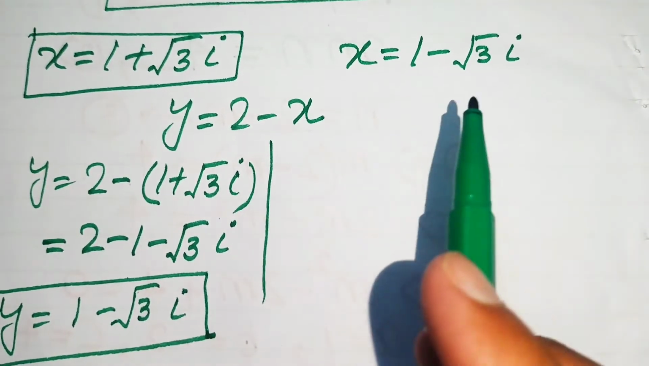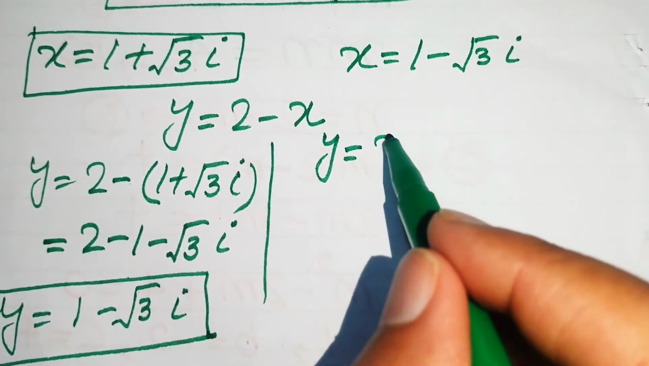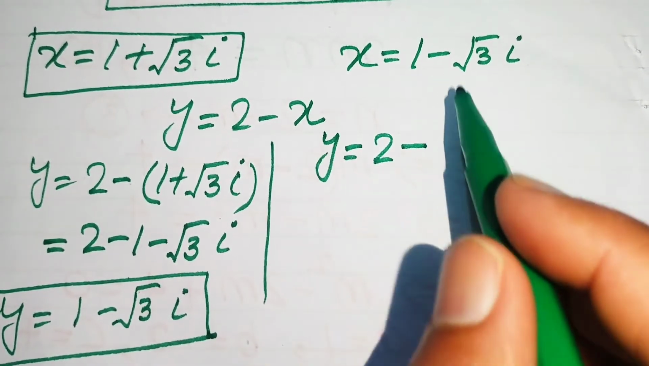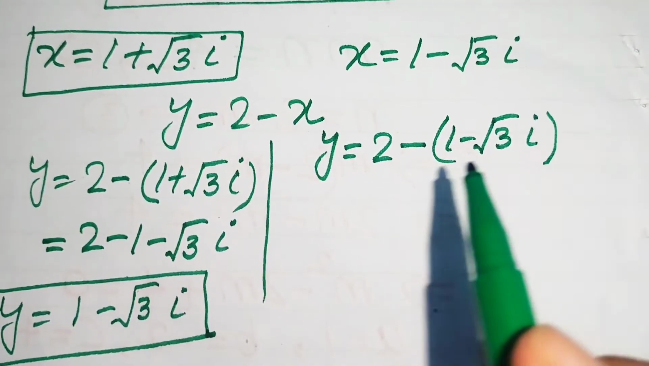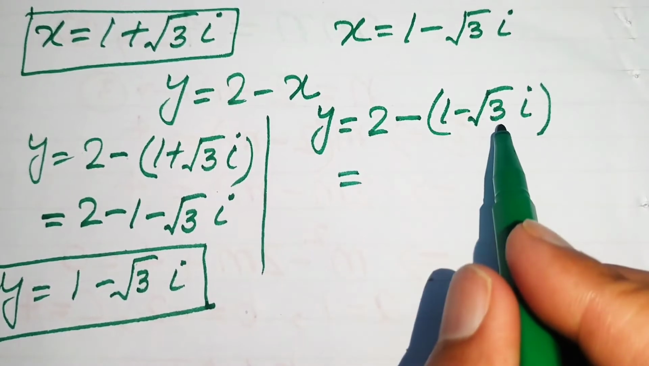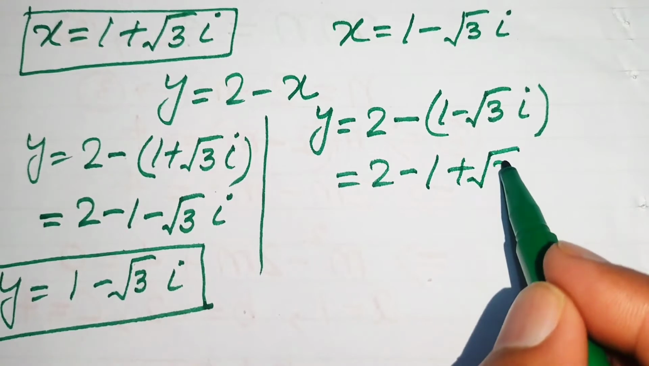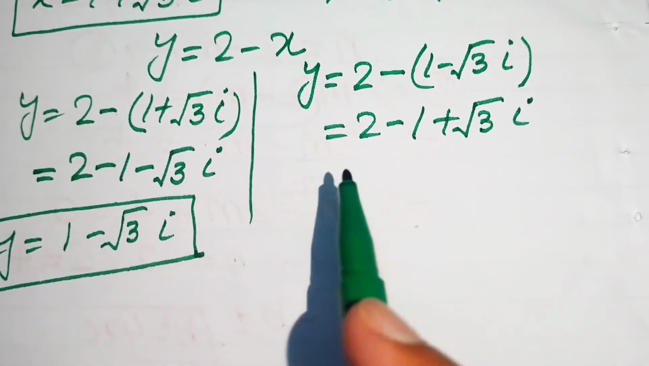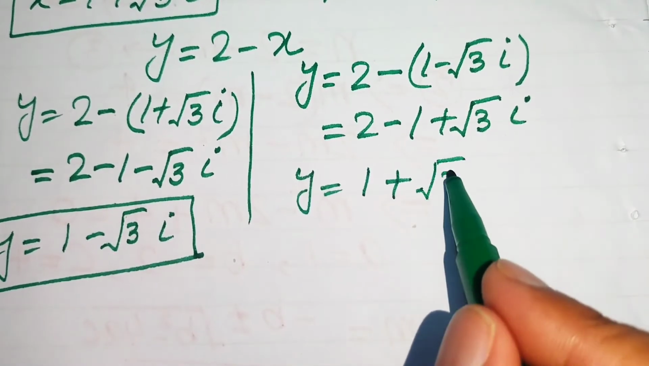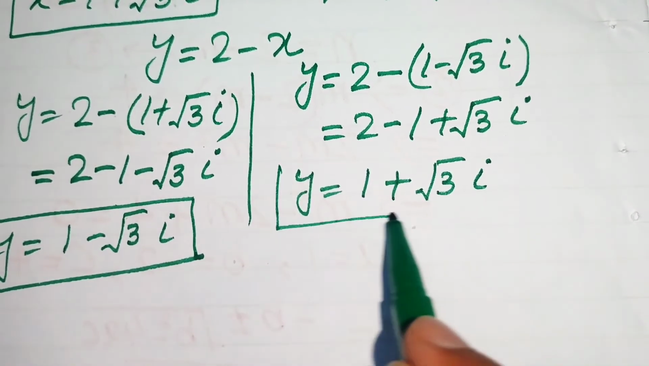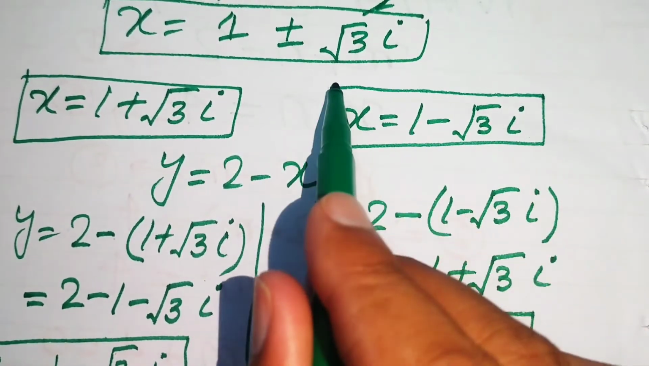Now in the next step, we substitute this value and get the value of y. So we have y equals 2 minus x, and our x in that case is 1 minus square root of 3 iota. Here we again multiply the negative sign on both of these terms. It will be written as 2 minus 1 plus square root of 3 into iota. So we have 2 minus 1 is 1, plus square root of 3 into iota. This is the value of y corresponding to this value of x.